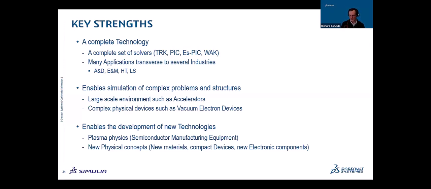You can do virtual prototyping, and then you can address the industries related to aerospace and defense, energy and materials, high-tech, and life science, which are really the main 4 industries that we have. It enables simulations of complex problems and structures, such as large-scale environments like accelerators, but you can also analyze complex physical devices, such as vacuum electron devices, and here you can really do real virtual prototyping. That's exactly what I'm also going to show you when I present the capabilities related to vacuum electron devices.